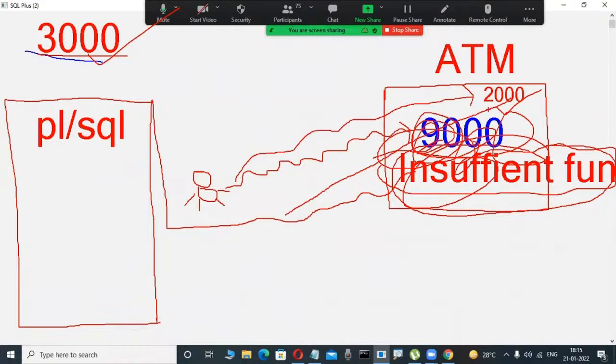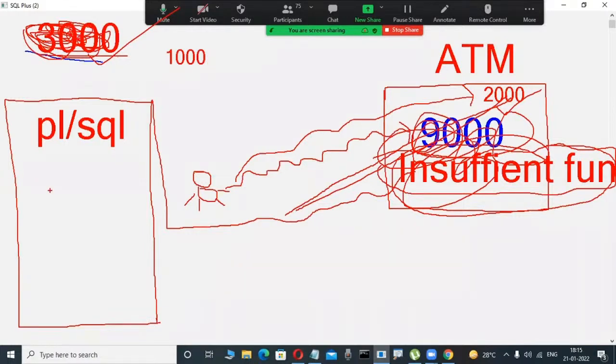Now, whenever we are withdrawing 2,000, what is the available balance? Here, 3,000 minus 2,000 is 1,000. I want that to affect my database. Otherwise, if you withdraw 2,000 and still 3,000 remains available, the total banking system has collapsed.